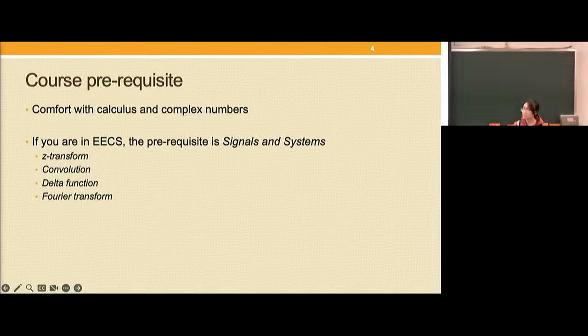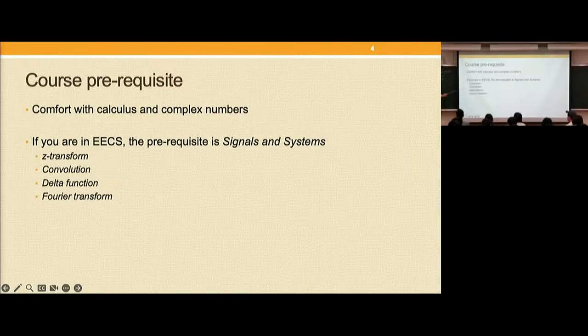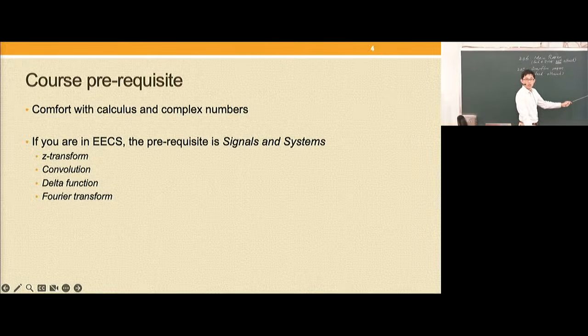But if you haven't, but somehow you've managed to learn these concepts by yourself, you are ready. If you already know what the Z transform is, you are very much ready. If you already know what convolution is and its application scenarios, if you already know the delta function, that's good. If you already know the Fourier transform, you should be okay. You should survive. So that's the prerequisite for digital signal processing.